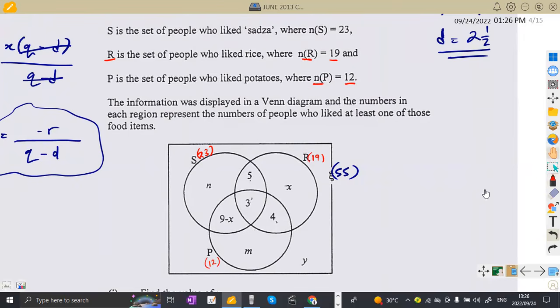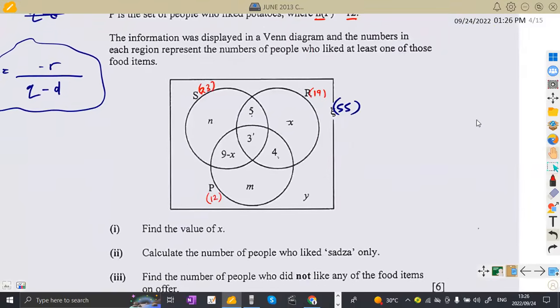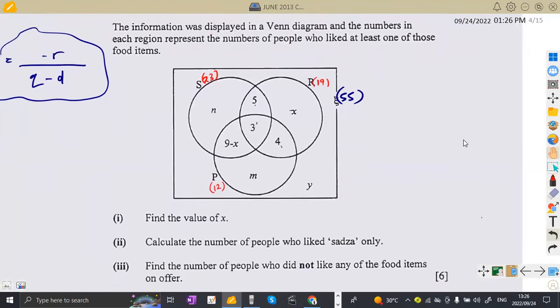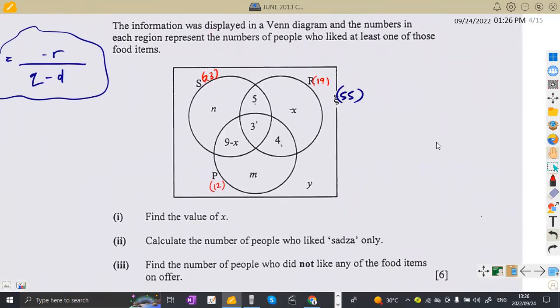Then the information was displayed in the Venn diagram, and the numbers in each region represent the number of people who like at least one of those food items. Find the value of x. How can we find the value of x? It's a play-around type of equation where you analyze according to the diagram, because this is the only information that you are given.